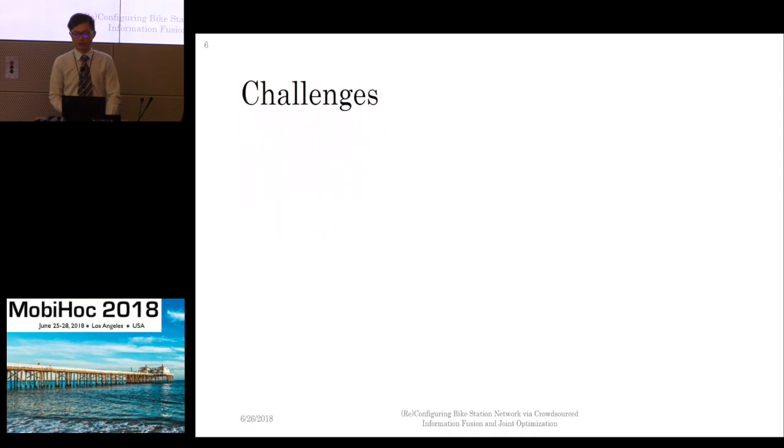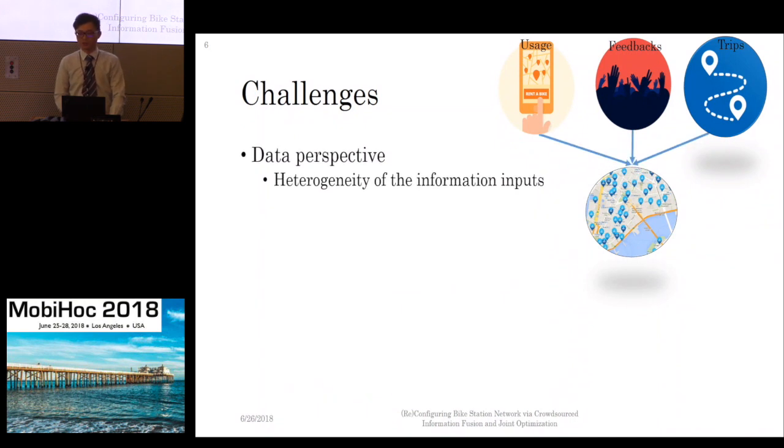Despite such convenience, there are a lot of challenges given such large quantities of crowdsourced feedback. In particular, three perspectives need to be carefully considered before a successful reconfiguration can be conducted. First, in the data perspective, different information sources should be combined to make a more comprehensive understanding of the network condition. In practice, besides the crowdsourced feedback, bike usage and trips should also be combined here. However, they're usually in different dimensions and categories. How to combine them together to make a joint decision is an open question.